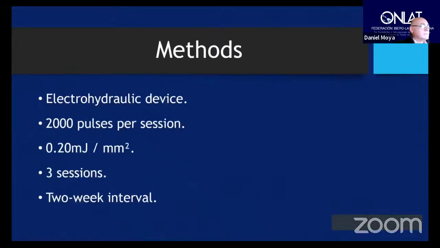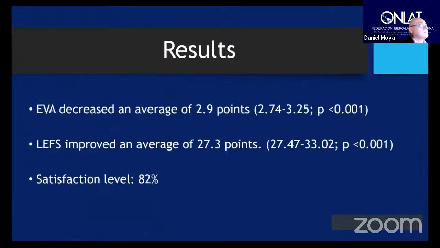We treated them with an electrohydraulic device, applying 2,000 pulses at a level of energy of 0.20 millijoule per square millimeter, 3 sessions with a 2-week interval. The results were that the pain decreased an average of almost 3 points, and the LEFS score improved an average of 27.3. Both results are statistically significant. The satisfaction level of the patients was 82%.